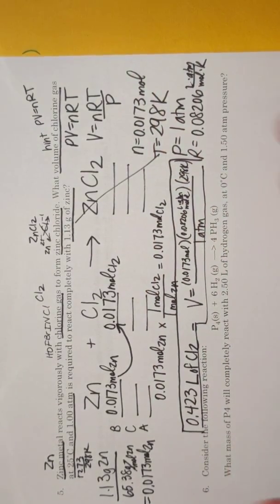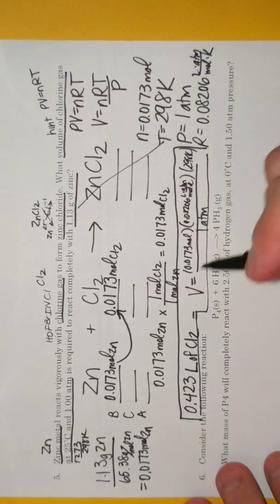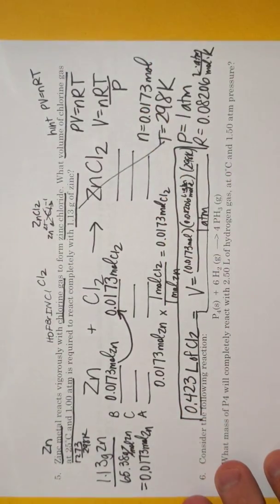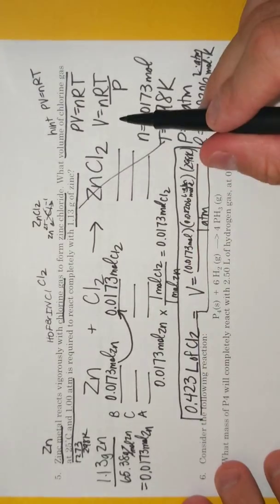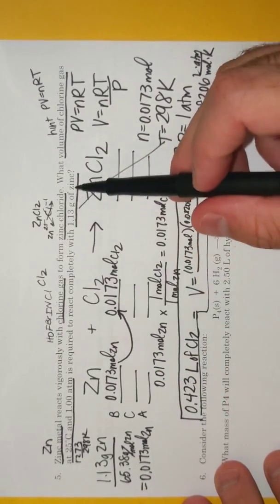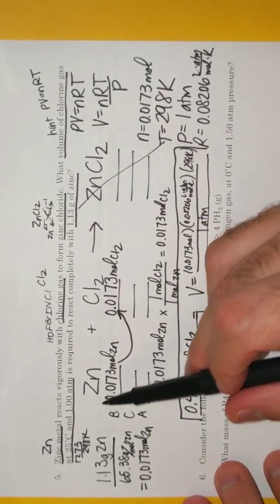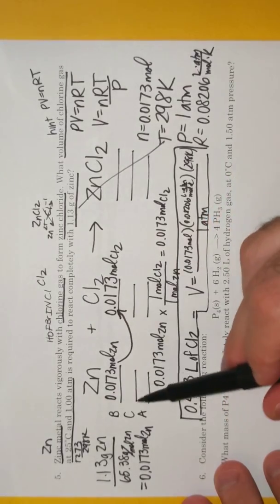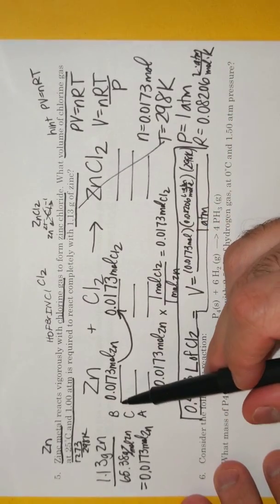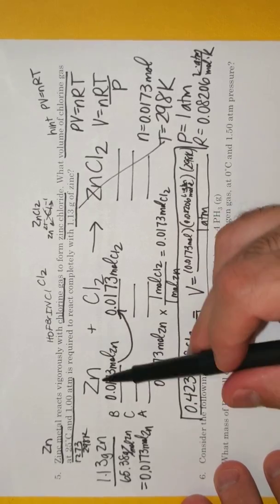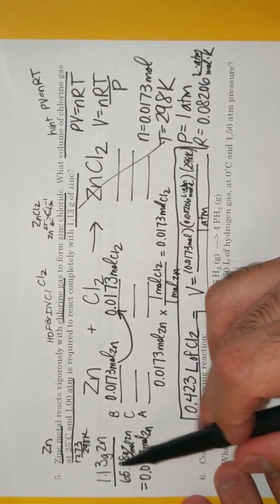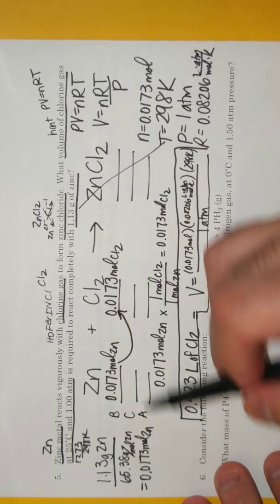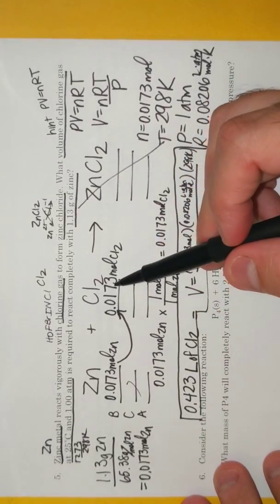Okay, so again, quick walkthrough. I had to write and balance the chemical equation. Then it gave me the amount of zinc I had. It definitely reacts in a 1-to-1 mole ratio. So if I have 0.0173 moles of zinc, which I calculated over here, grams divided by molar mass is moles, that's how many moles of Cl2 I need.